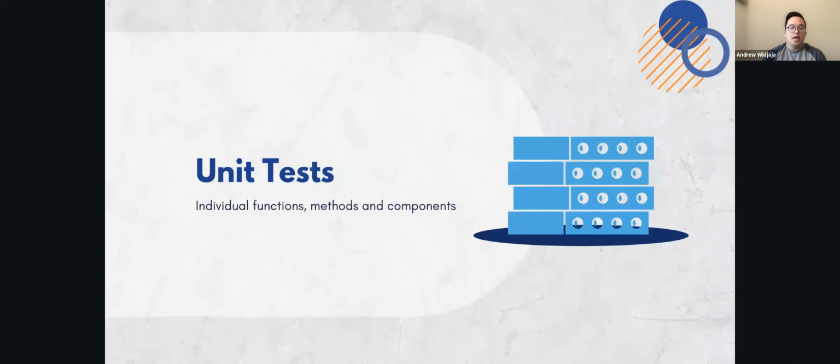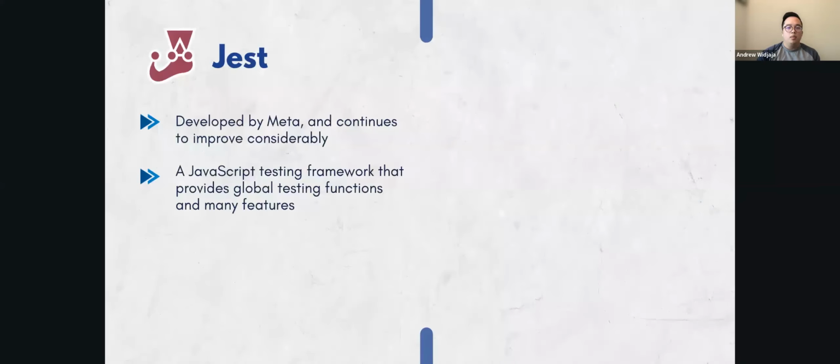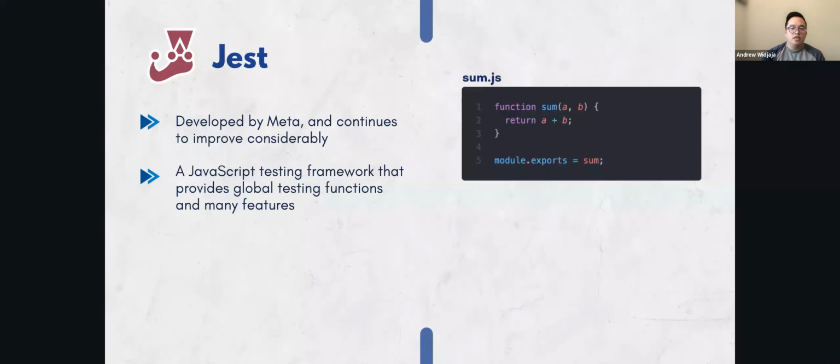So let's start by testing the most basic building blocks of an application using unit tests. These tests are focused around the functionality of individual components, functions, and methods. And one of the most functional frameworks to use is Jest, which was developed by Meta, formerly Facebook, and continues to improve considerably. It's a JavaScript testing framework that provides global functions and features that make it relatively easy to read and write tests. So let's revisit our sum function from earlier.